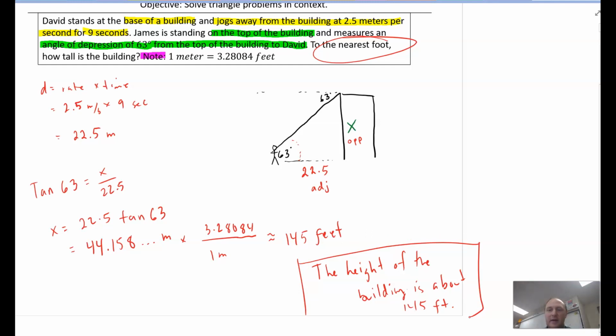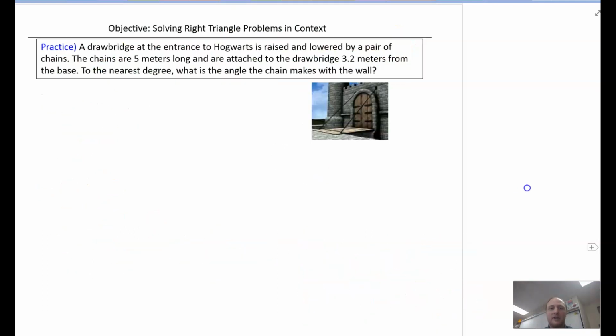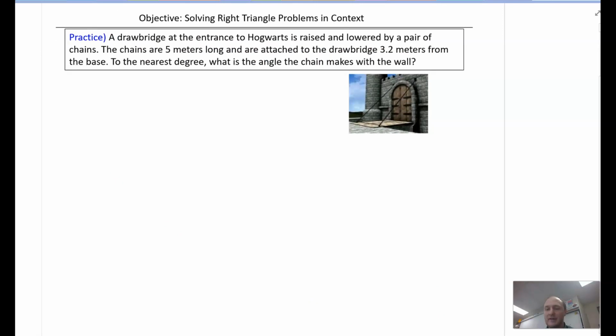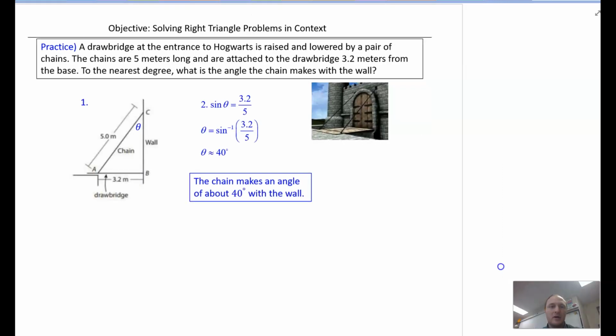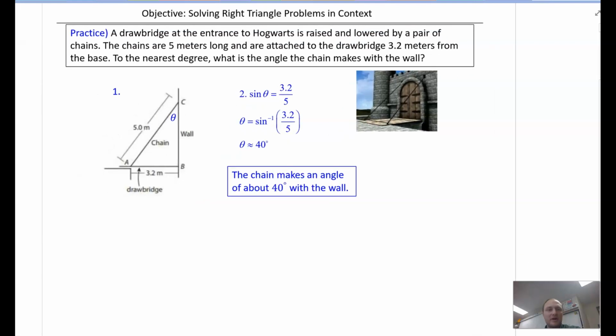Okay, I do have a practice problem for you here. I would like you to pause this video. I want you to give it a go on your whiteboards, see if you can get it. All right, hopefully you paused the video. Here is the solution. And pretty straight up.